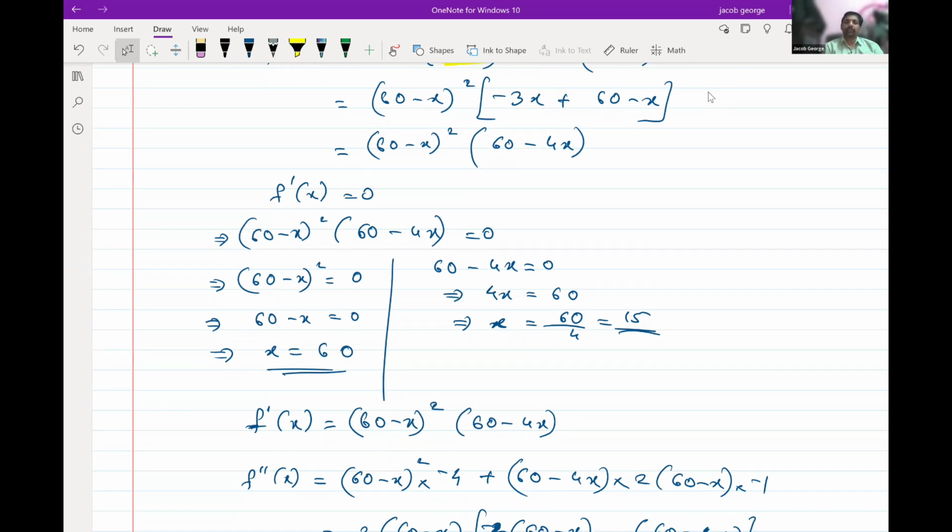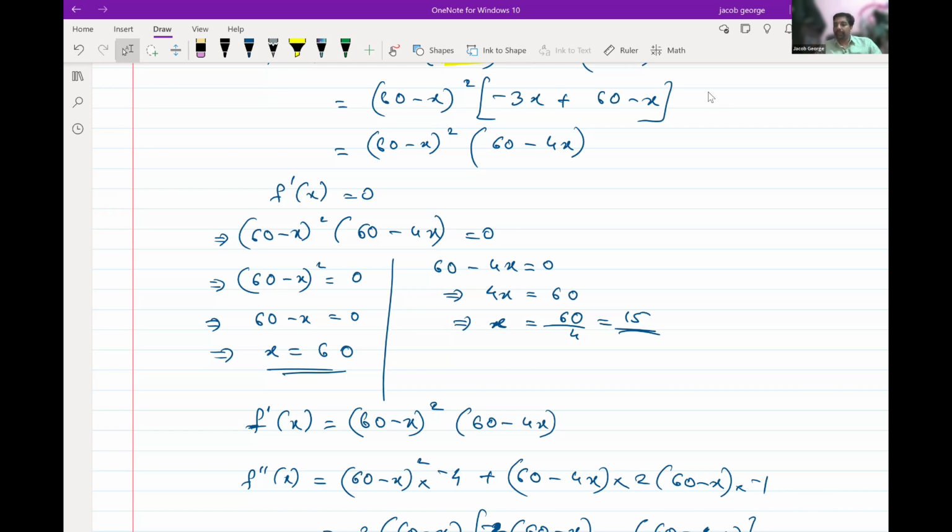Then f double dash x is 60 minus x the whole square into the derivative of 60 minus 4x, that is minus 4, plus 60 minus 4x into the derivative of 60 minus x the whole square, that is 2 into 60 minus x into minus 1. Which means we just copy f dash x, and from there we do one more round of derivative, that is called f double dash x. Is that clear?